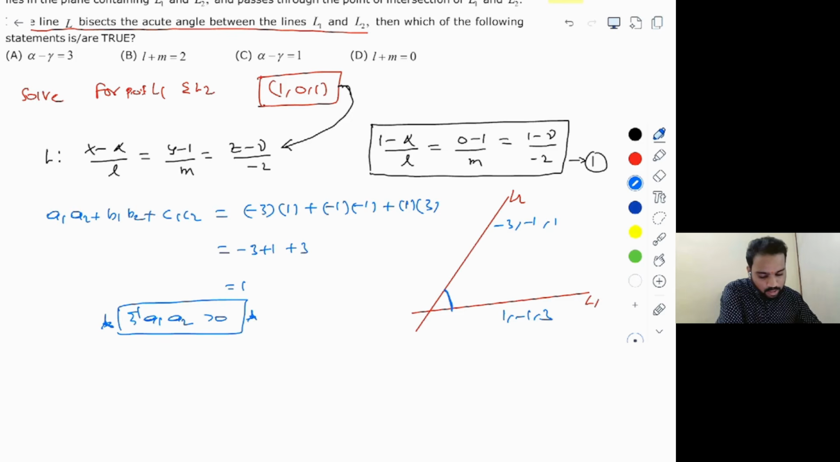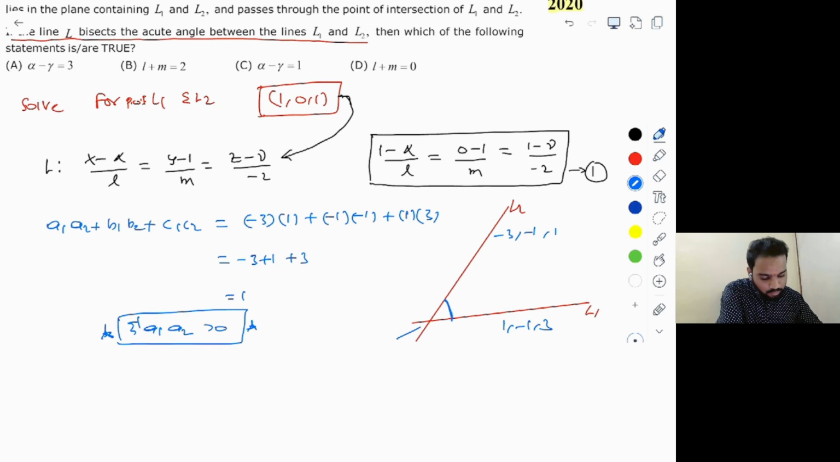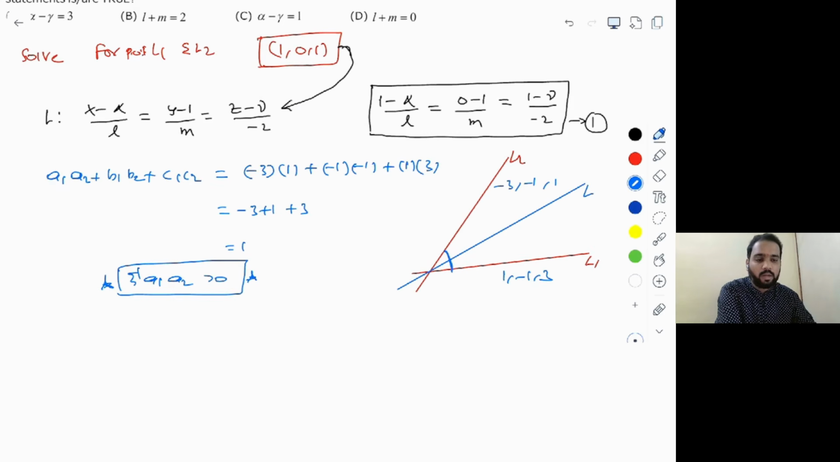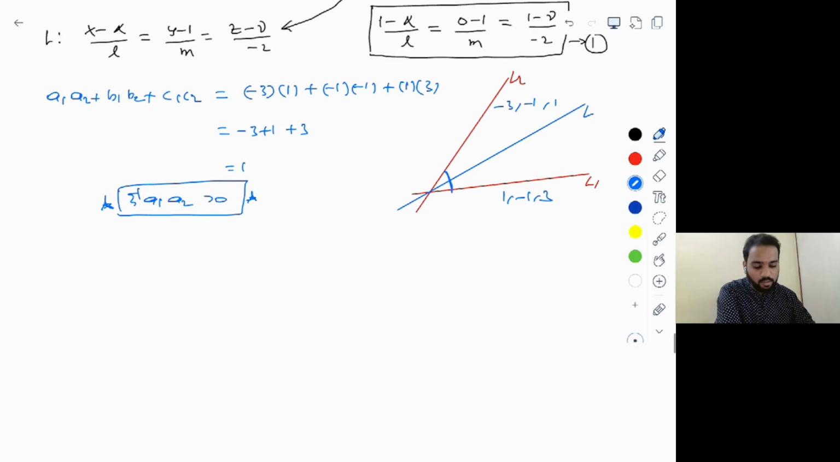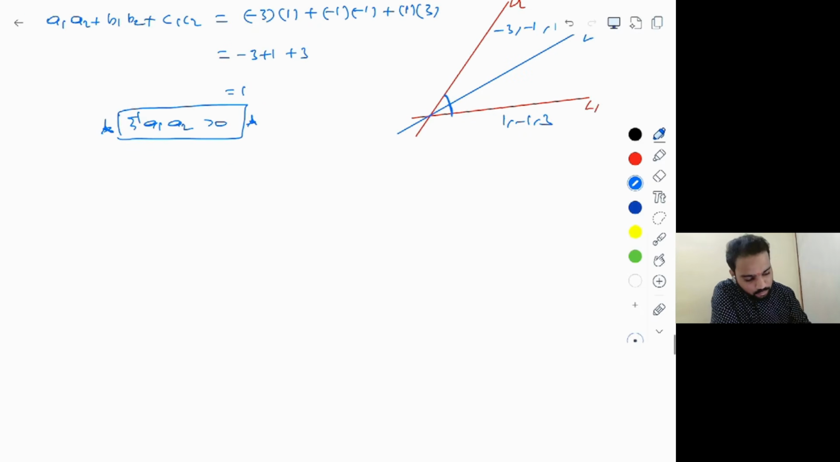Now they are saying that this L is bisecting the acute angle between these two. So the diagram looks something like this here. Look at the diagram properly. Now, we have to recall the very important concept of DRs of the acute angle bisector of two straight lines. So let's try to recall the property, a very important one.